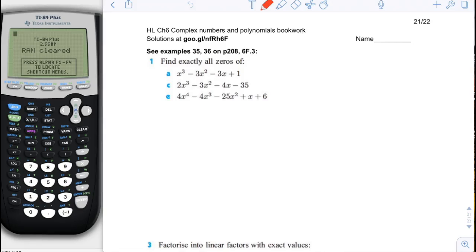Page 21 of complex numbers and polynomials. In number 1, it asks us to find all the zeros of these cubics and quartics.